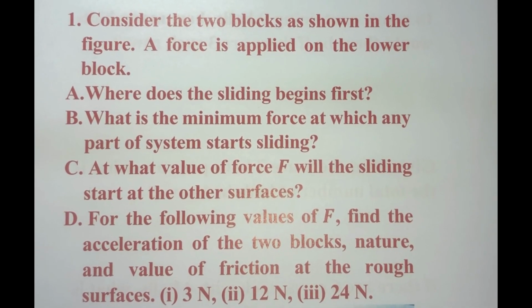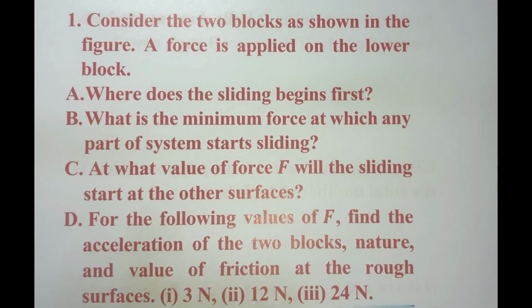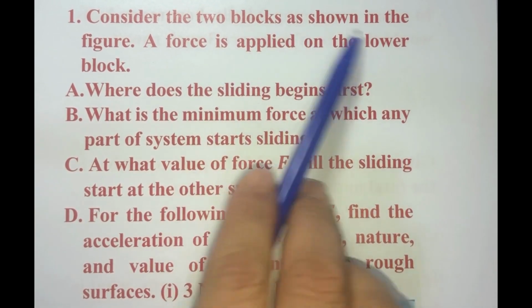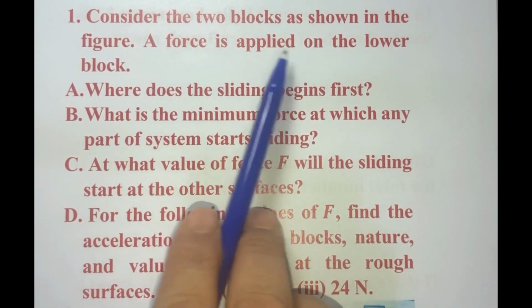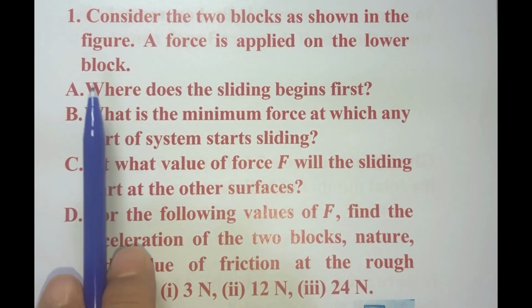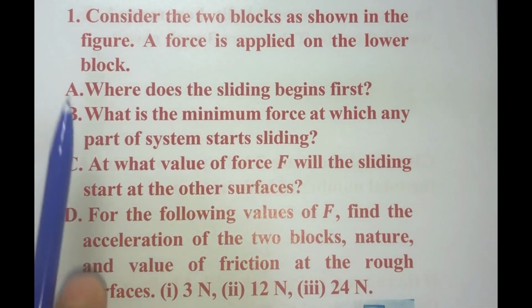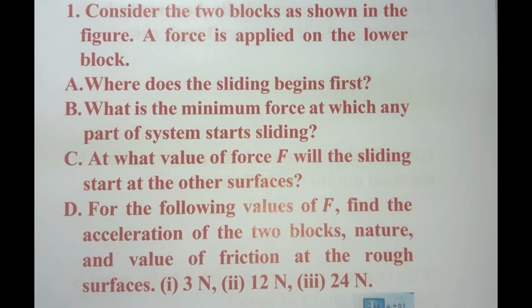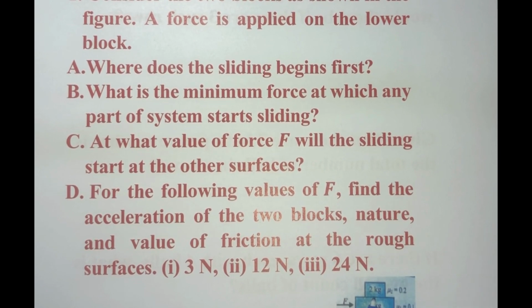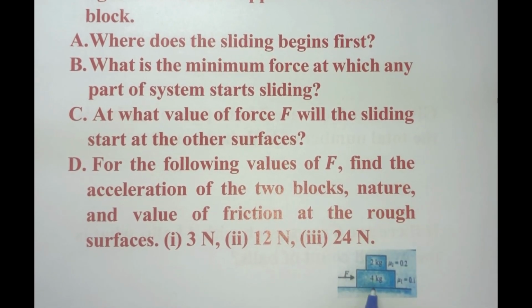Hello friends, so in today's question, consider two blocks as shown in the figure. A force is applied on the lower block. So these are the four questions based on this figure, in which 2 kg is the weight of the upper block, mu1 is the coefficient of friction between the 2 and 4 kg blocks. A force F is being applied on the lower block whose weight is given as 4 kg, and the coefficient of friction between the 4 kg block and the ground or surface is given as 0.1.